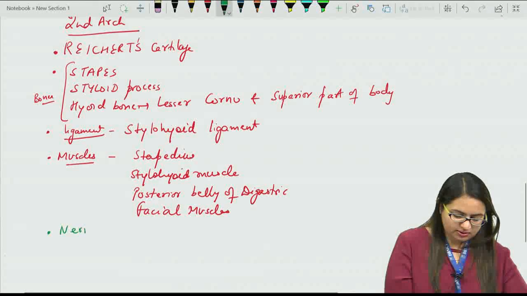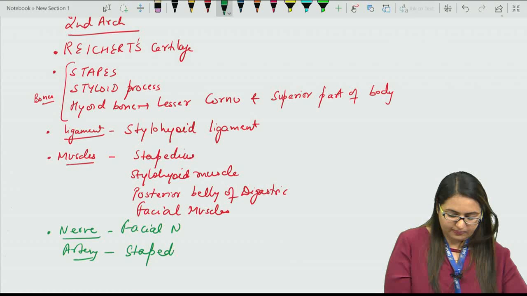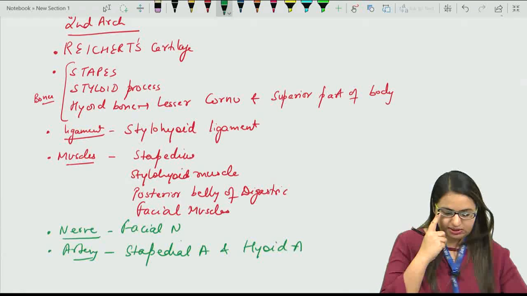And the nerve for the second arch is facial nerve, and the artery for the second arch is the stapedial artery. The stapedial artery and the hyoid artery. All these are the structures which are derived from the second arch.